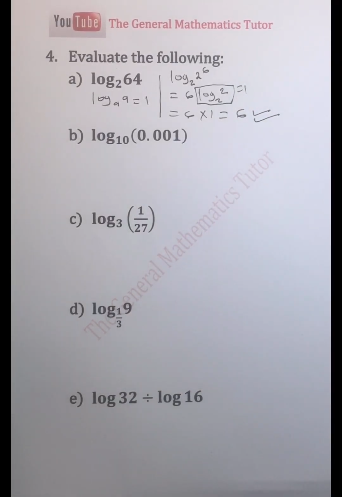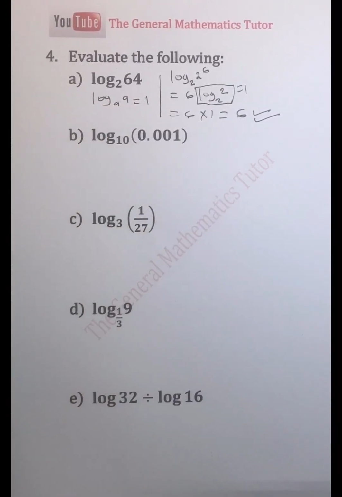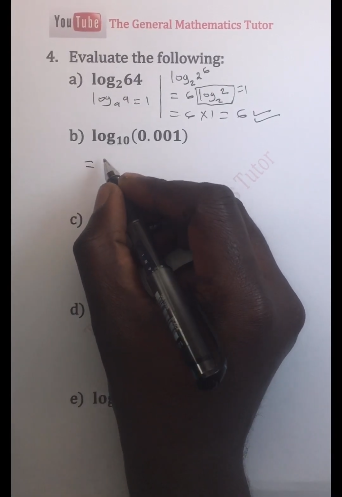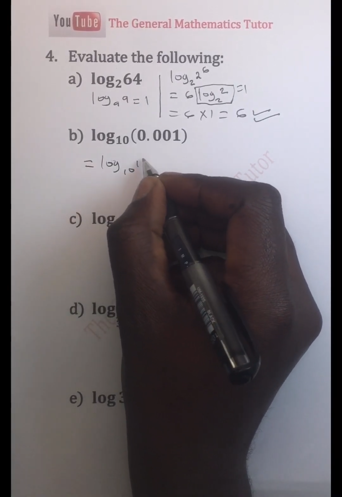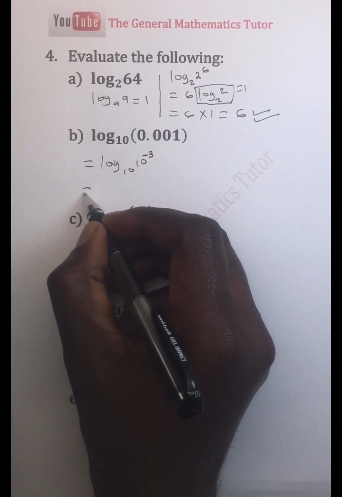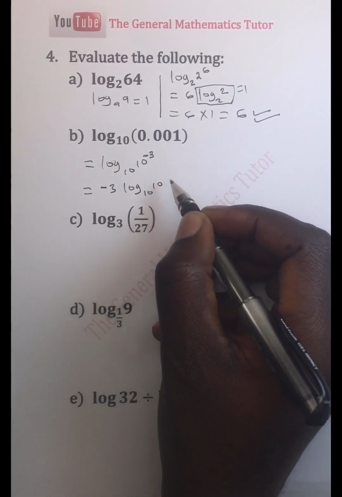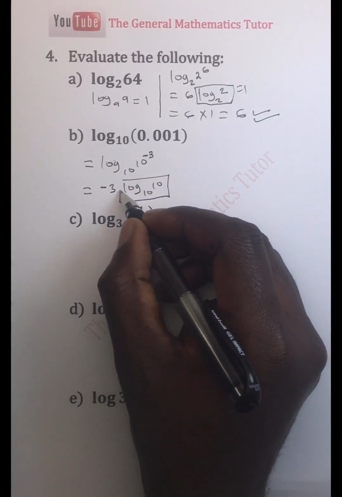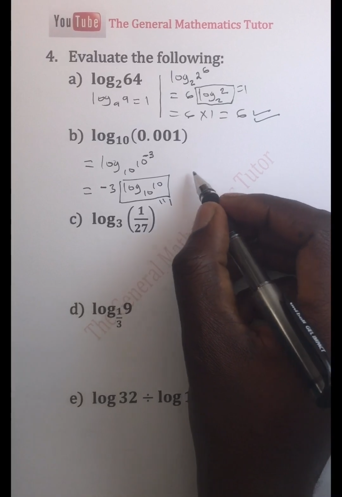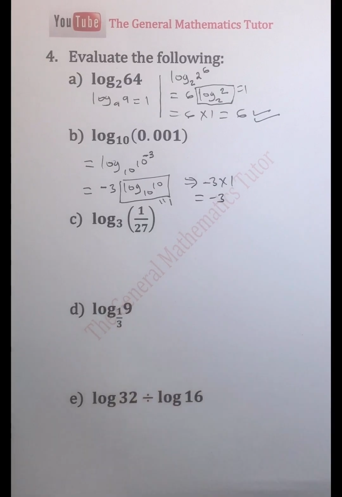Part B, log to base 10 of 0.001. Again, we're going to look for a situation where the base and the number are the same. So this can be written as log to base 10 of 10 raised to power negative 3. And we can write that as negative 3 log to base 10 of 10. And since the base and the number are the same, this bit is equal to 1. So it means we have negative 3 times 1, which is just negative 3.